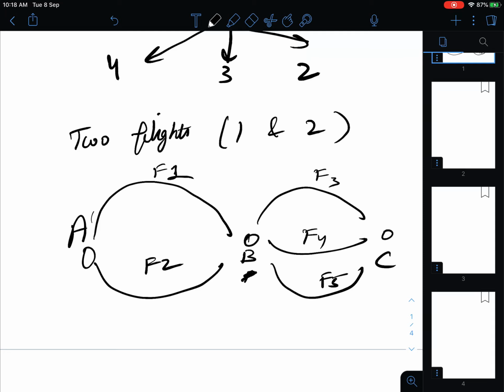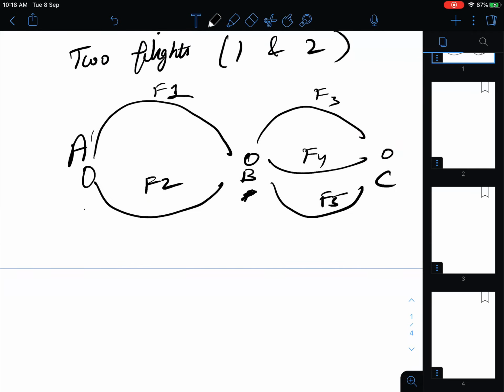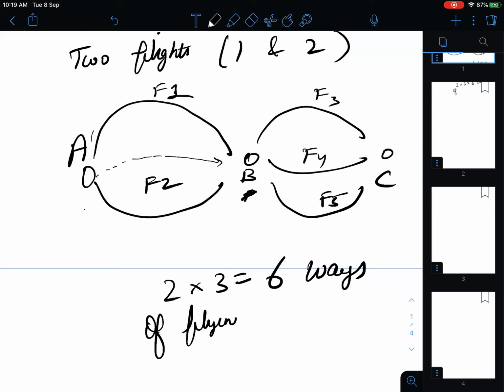So we reason as follows. There are 2 ways of flying from A to B, flight 1 and flight 2. For each such choice of flight, there are 3 ways of flying from B to C. Flight 1 can be followed up by any one of the 3 flights, 3, 4, or 5. And similarly, flight 2 can be followed up by any one of 3, 4, or 5. Thus, there are 2 into 3 equal to 6 ways of flying from A to C.